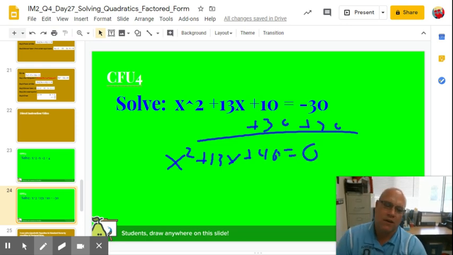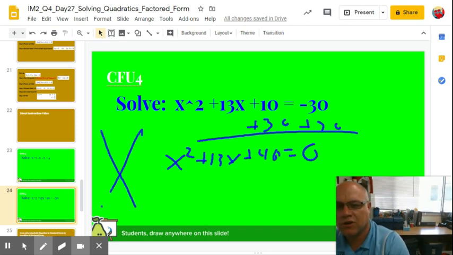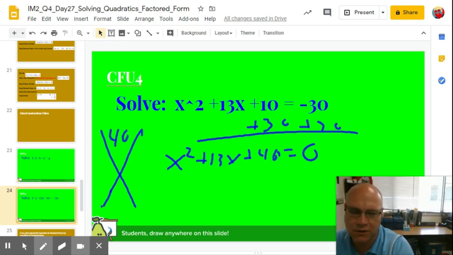All right. So now we're going to factor this. So I'm going to just use a diamond. Two numbers that multiply to give me AC. 1 times 40 is 40. And they add to the B value, which is 13.